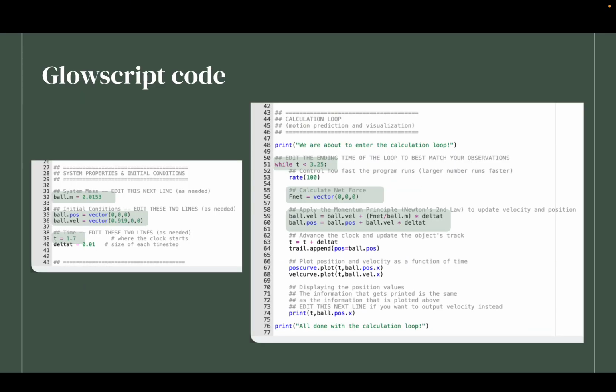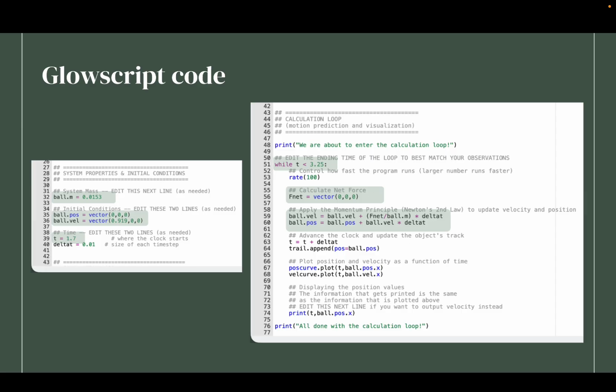This is the GlowScript code. The highlighted boxes are lines that I changed. First, I set the mass to 0.0153 kilograms, as this is the mass of the marker. I then set the marker's initial position to 0. I found its initial velocity by finding the average velocity between the first two frames of the video.